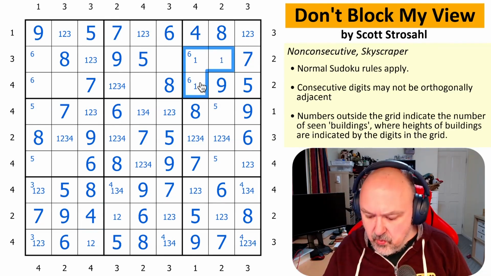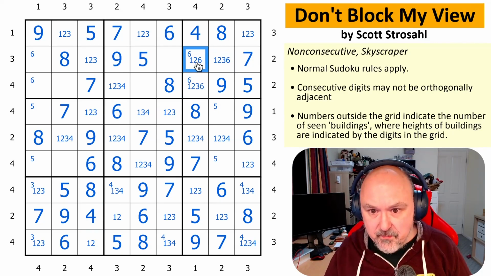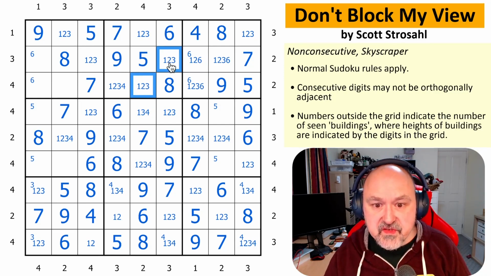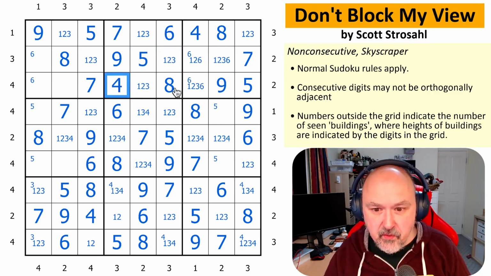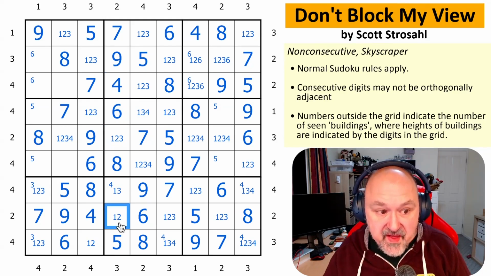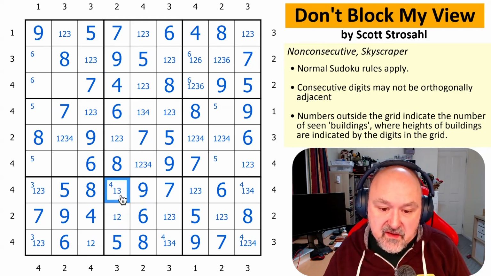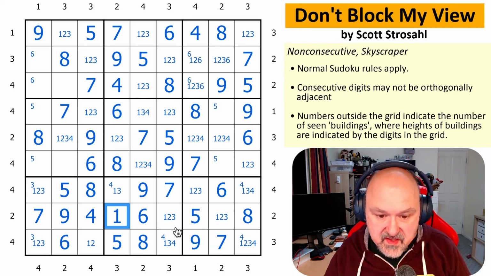So these are 1, 2, 3, and 6, but that one can't be 3. And these are 1, 2, 3, 4, and neither of those can be 4 because they're next to 5. That's the 4, which means there's no 4 in either of those. That can't be a 2, because if that was a 2, this could neither be a 1 or a 3. This is the 1. This is the 3. There's no 1 or 3 there.